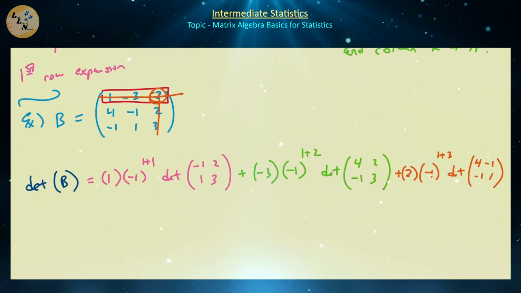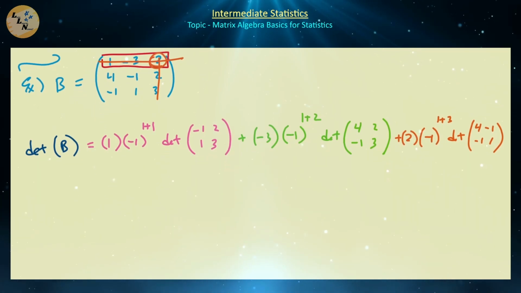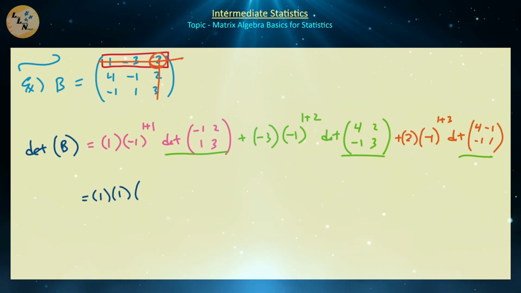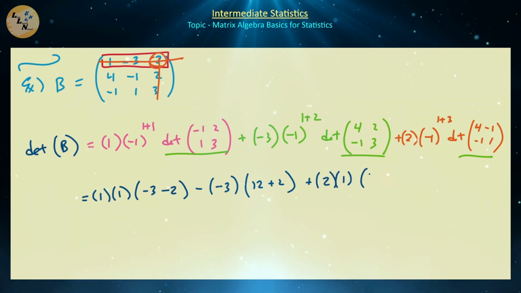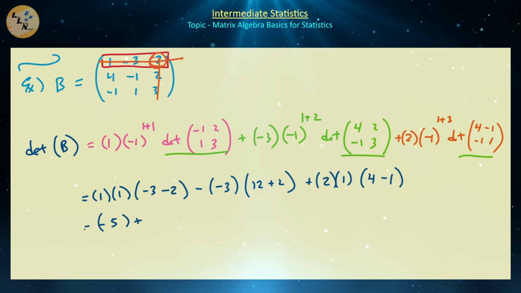So now that we have that expansion carried out, and we know how to define the determinants of these 2 by 2s, let's just go ahead and do that. So this is going to be equal to 1 times 1 times negative 3 minus 2, and then minus 3 times 4 times 3 is 12, minus negative 1 times 2 is going to be positive 2. And then we're going to have 2 times positive 1 times 4 times 1, which is going to be equal to 4 minus 1.